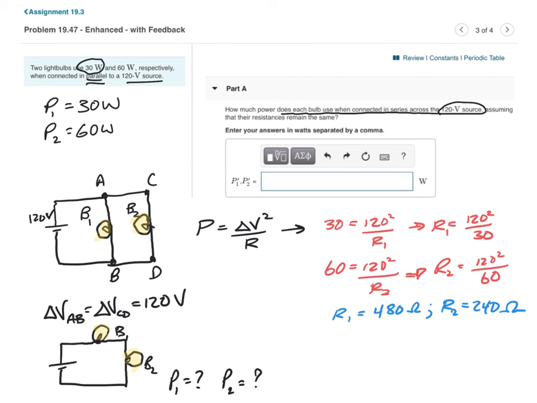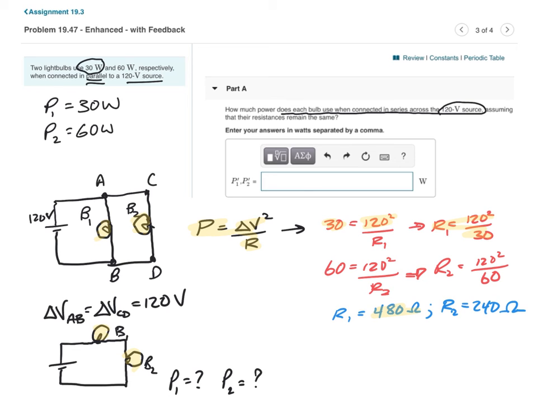So what I'm going to do is use this power equation that lends itself most easily to parallel arrangements, P = delta V squared over R, and solve for the resistance of each bulb individually. So I start with a 30 watt bulb. It's got 120 volts across it. It's got 30 watts of power that it's consuming, and I find the resistance of that bulb is 480 ohms when I rearrange and solve for R.